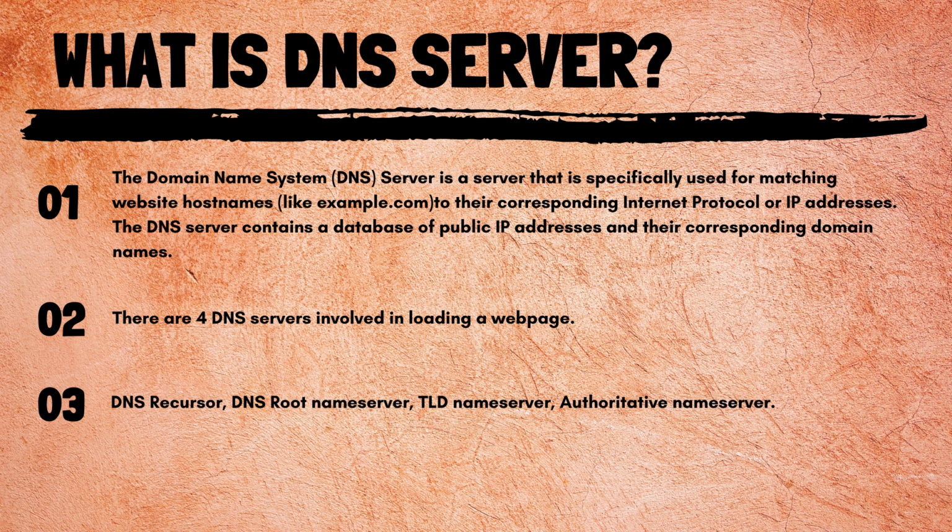A DNS server is a server that is specifically used for matching website host names to their corresponding IP addresses. The DNS server contains a database of public IP addresses and their corresponding domain names. There are four types of DNS server involved in loading a web page: DNS recursor, DNS root name server, TLD, which is top level domain name server, and authoritative name server. So let's explain these now.